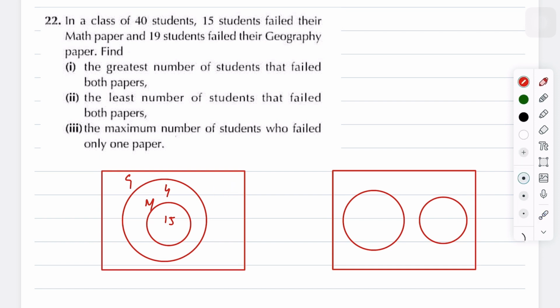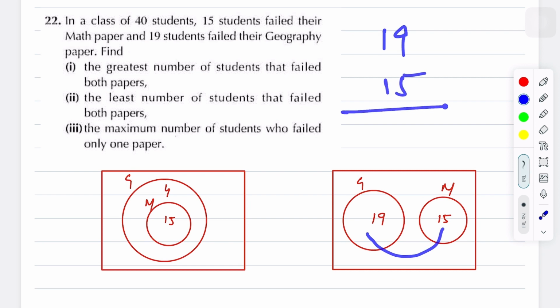Or you can write this is math and this is geography. In math there are 15 students, in geography there are 19 students. These are the two extreme cases. When we consider this complete set is a proper subset of G, or we can also assume that these are two disjoint sets. And why I can safely assume that these two sets are disjoint, because if you add them together, 19 plus 15 is 34, which is less than this.